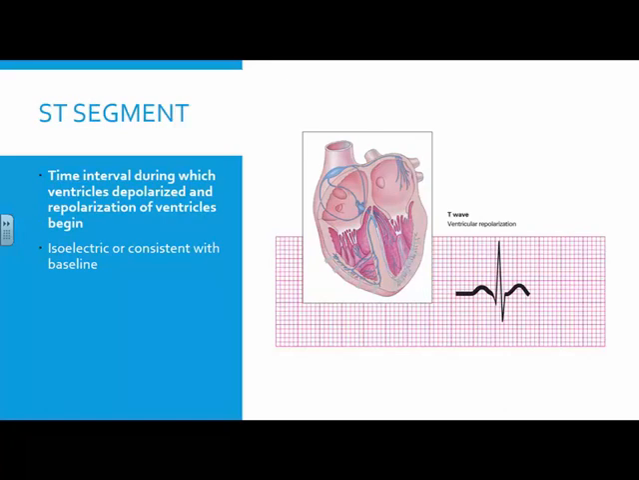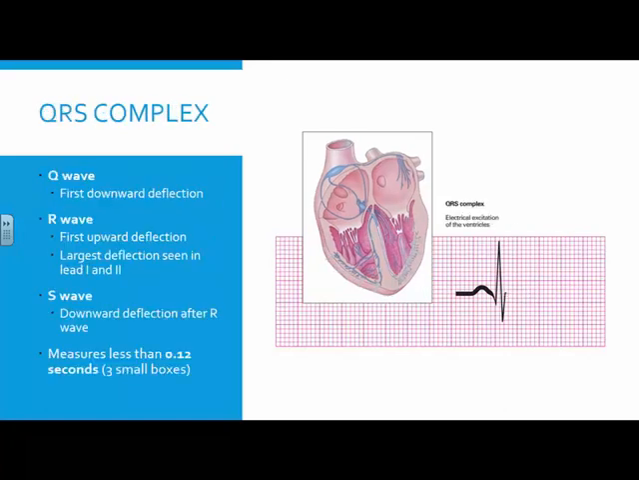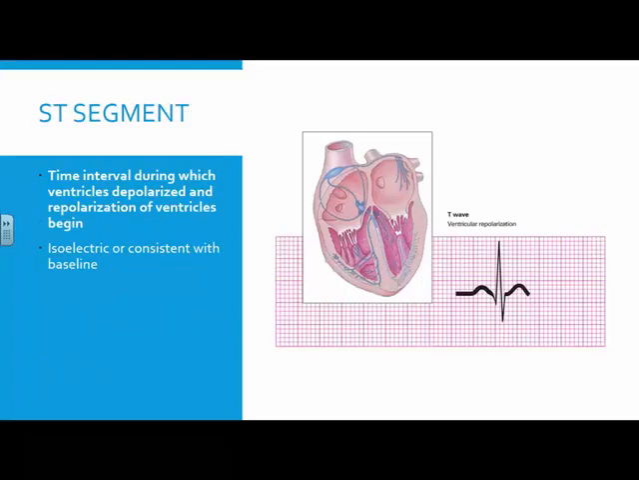Alright? Then your ST segment, this is a time interval during which the ventricles are depolarized and repolarization of the ventricles begins. You need to go ahead and learn the ST segment, and it comes together at a point called the J point. Y'all see where the laser's at? The laser is right here. I don't have a steady hand. Right there, that's called the J point, where it goes from being flat to the start of it going up.